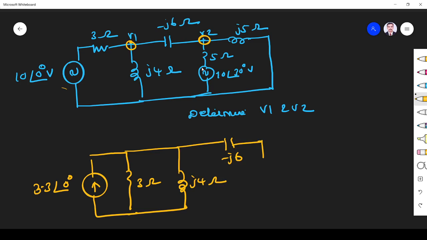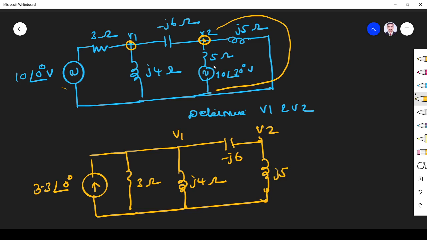This one, you see, these two are in series. I convert into current source, 10 by 5. Fine. So it will become 2 ampere. And this j5 will be there. This is v2 to ground. So I write this as v1. This is v2. V2 to ground, I find this, j5. I redraw the circuit.